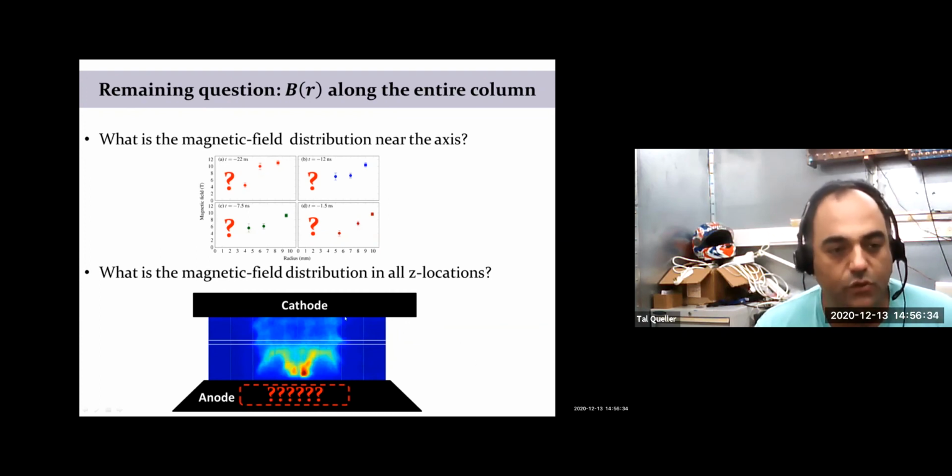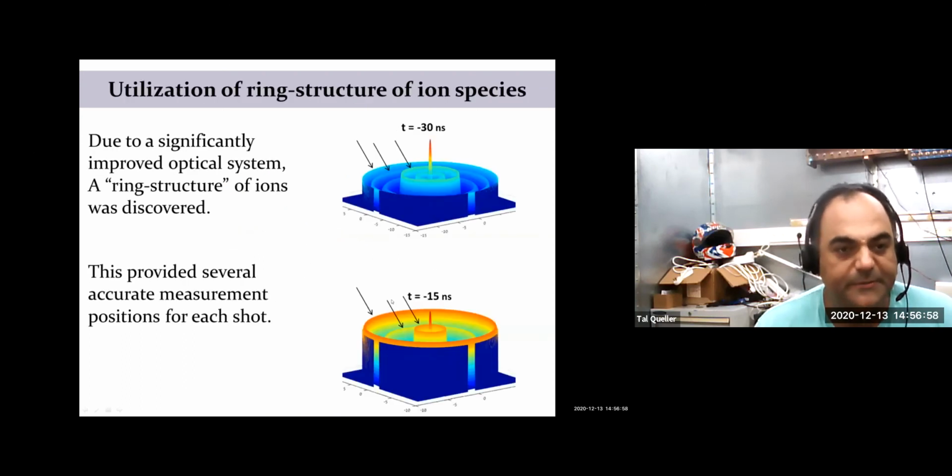So we had good knowledge about the magnetic field and current distribution in these 9 millimeters of the gap, but none in these 6 millimeters inside the anode. And also, we didn't have any measurements close to the axis anywhere in the gap.